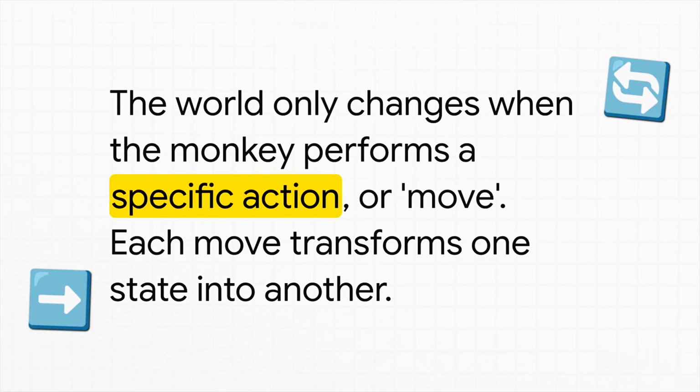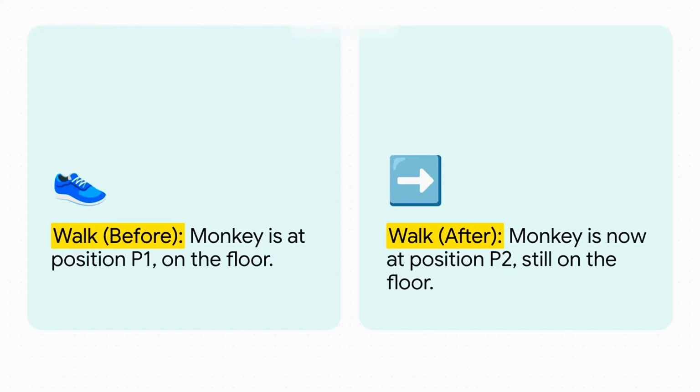Every single move is a rule that tells the computer exactly how to transform a before state into an after state. Let's look at the first move, walk. The rule here is super simple. If the monkey is on the floor, it can walk from one spot to another. And notice what changes and what doesn't. The only thing that changes is the monkey's horizontal location. Its vertical position, where the box is, whether it has the banana, all of that stays exactly the same.